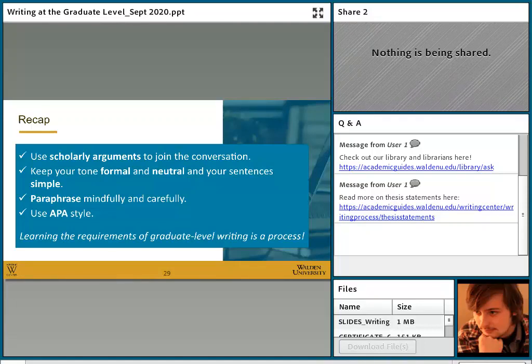Keep your tone formal and neutral and your sentences simple. Yeah, this is a good idea because simple sentences are easier for readers to gain the meaning from, right? Formality in your tone is important. You want to use formal language so that you're taken seriously in these formal communities. This is something that's favored in academic writing, and that neutral tone is really important for your own credibility as an author.